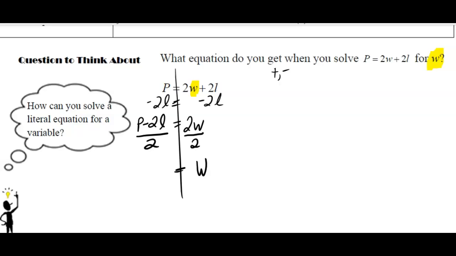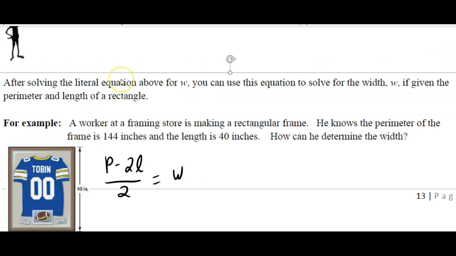And we just leave it like that, guys. And I know that's a hard thing to do, but if I wanted to solve for the width, I have my perimeter minus 2 lengths divided by 2 equals my width. Okay, I've scrolled down here a little bit now. This is after solving the literal equation above for W. You can use this equation to solve for the width if you're given the perimeter and the length of a rectangle. So for example, if you work at a framing store and you're making a rectangular frame, you know that the perimeter of the frame is 144 inches and the length is 40 inches. How can you determine the width?